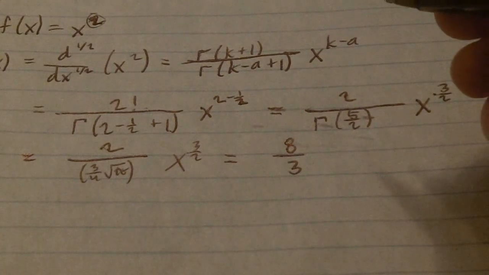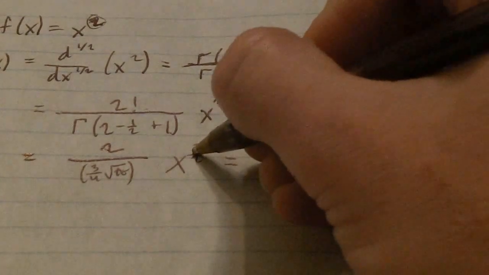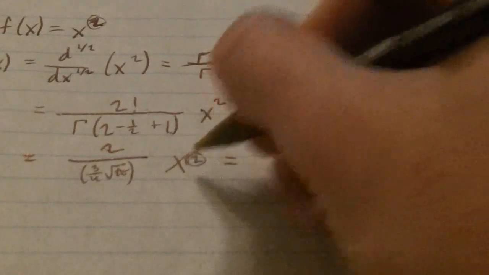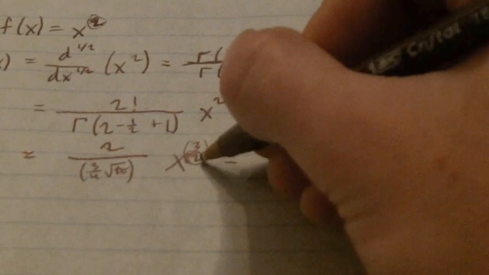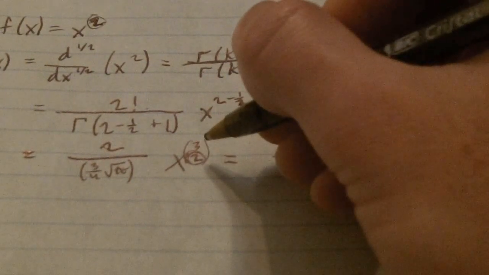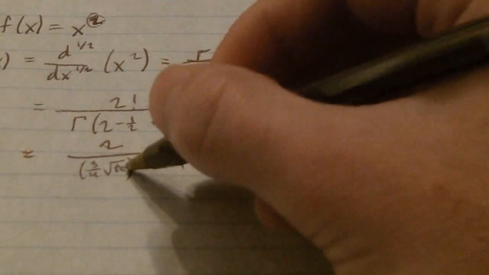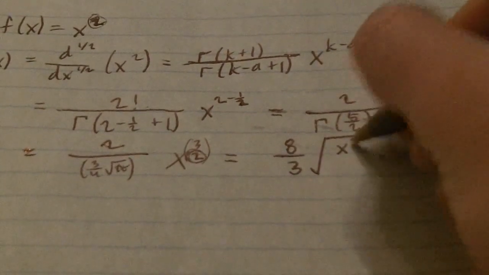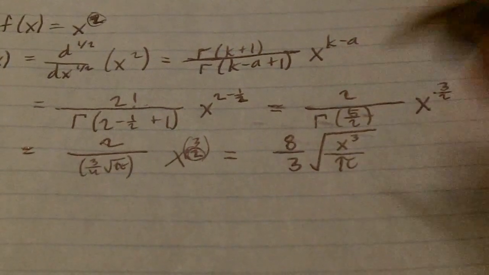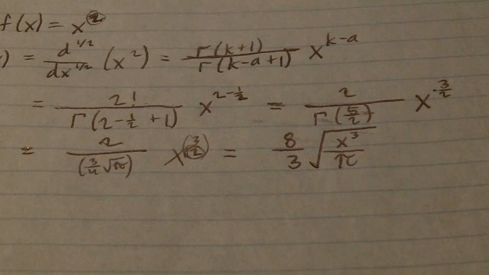And if you think about it, x to the 3 halves is really the square root of x cubed. If we have x to the 3 over n as our exponent, we take out the denominator and say it's the nth root of x cubed. Well, in this case, n is 2, so it's the square root of x cubed. I just wanted to clarify that. And we're also dividing by root pi. So we can simplify this. Hopefully that's clear enough. And it turns out that is indeed the half derivative of x squared with respect to x. Now, isn't that awesome?